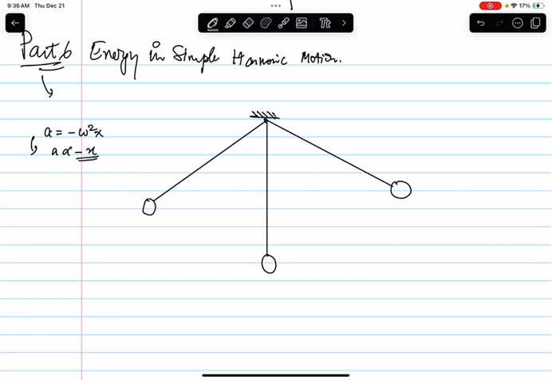to negative x. So essentially, this means that if this is the equilibrium position, so let's say the center position is the equilibrium position, then the entire force, the force that's acting on the object, always wants the object to go back to equilibrium. Okay? So the restoring force in simple harmonic motion always acts towards the equilibrium position.